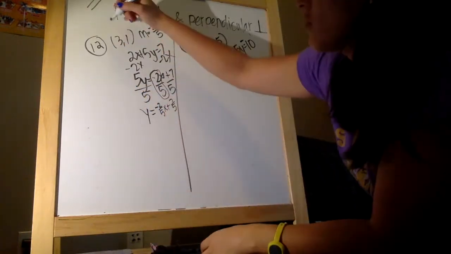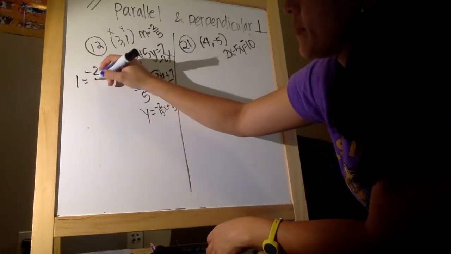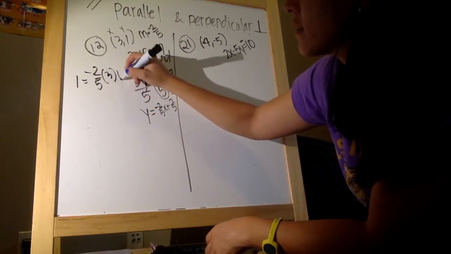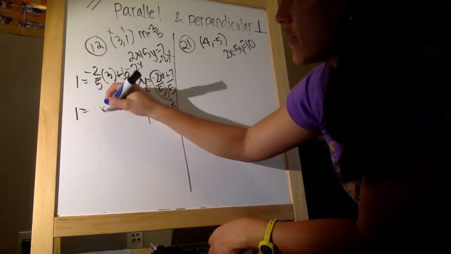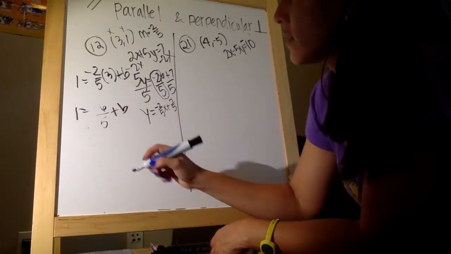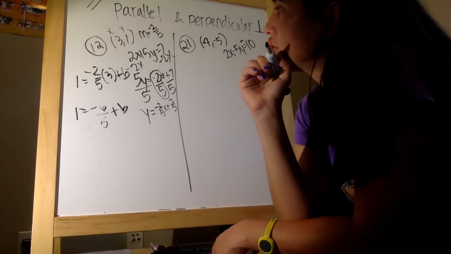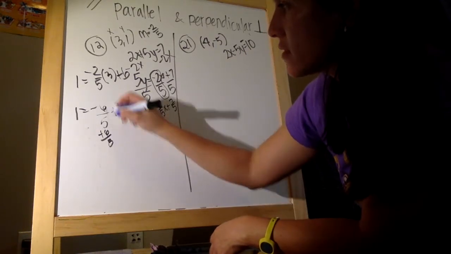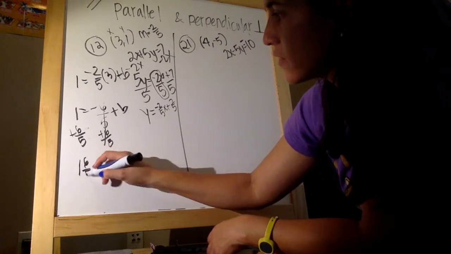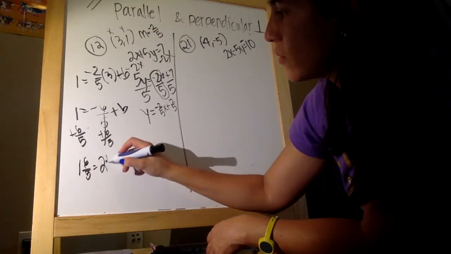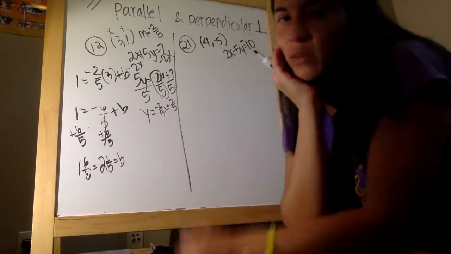The slope is negative 2/5, so we want to use the same slope, and then we have our x and our y. So we're going to plug it in. 1 equals m x plus b. We simplify. This is negative 6 over 5. It's a negative. We add 6/5. So our b is 1 6/5, which is really 2 1/5. So that's our b, because 6/5 is 1 1/5.